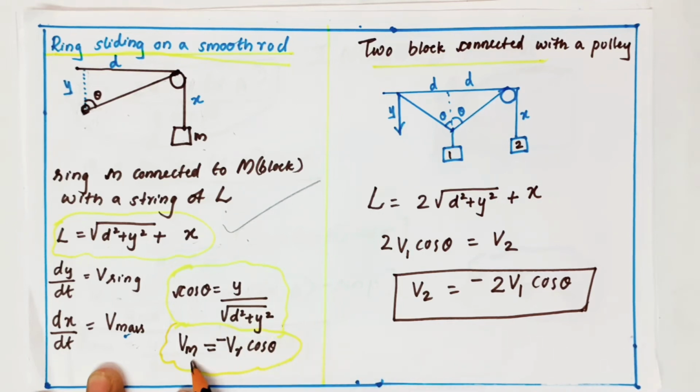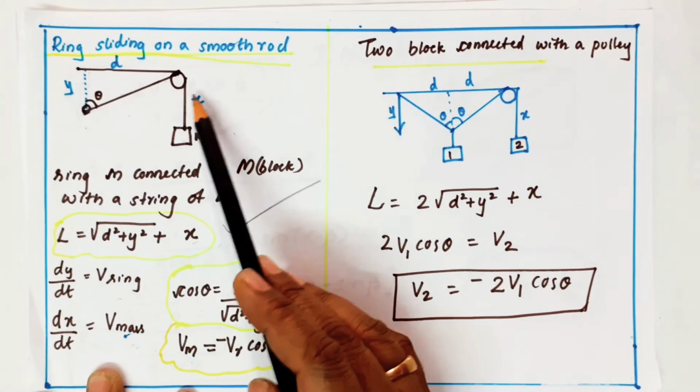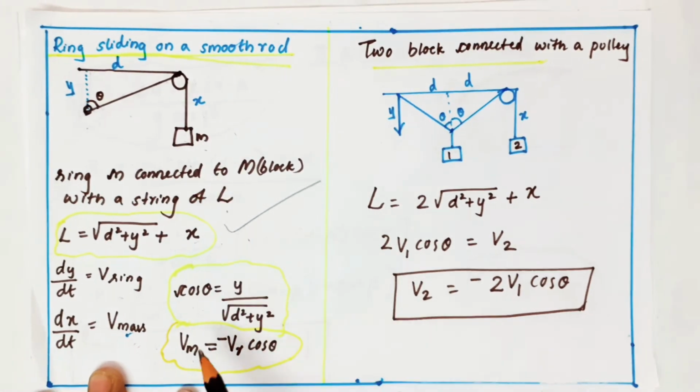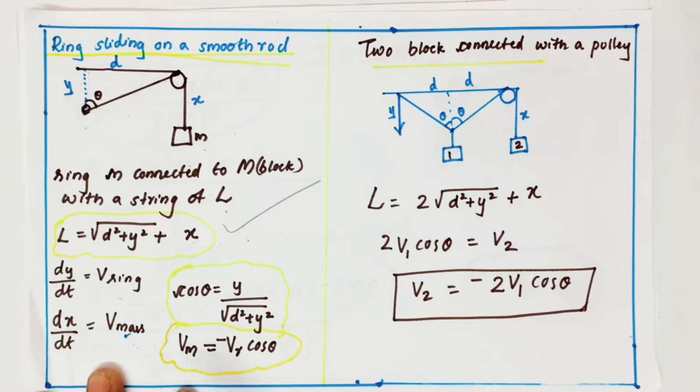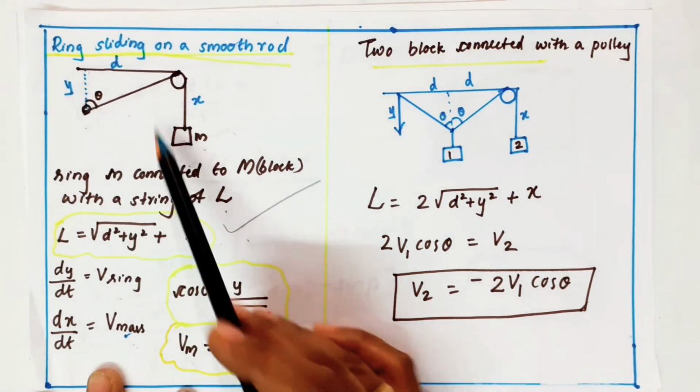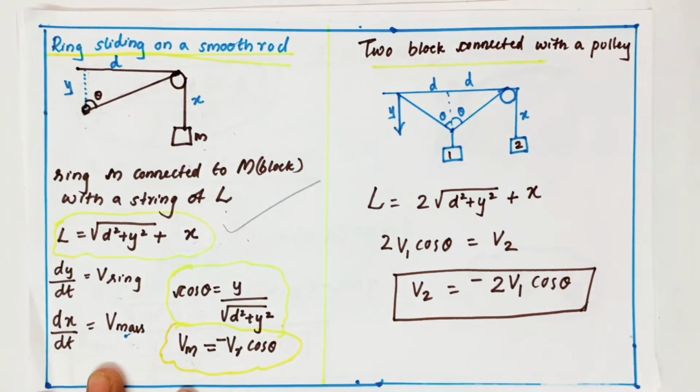So in this case also we can tell that if the ring is going up, this will go down. So in that way it will be a minus sign. The velocity of the mass is opposite to velocity of the ring times cos theta. Why cos theta? Because they are not in the straight line. So in this way we have to find out the relation. You have to draw the free body diagram and we should make the relation.